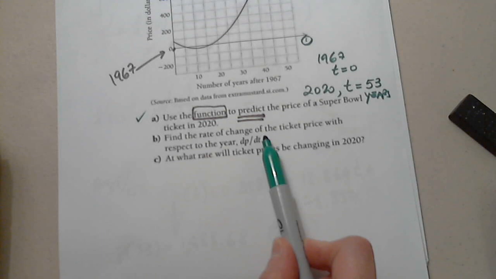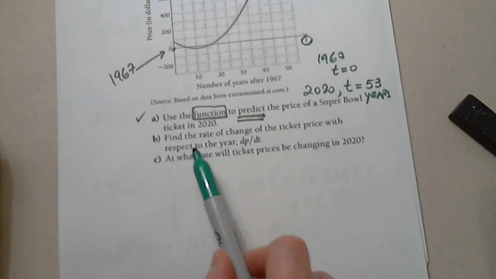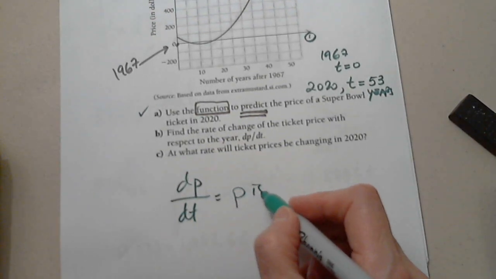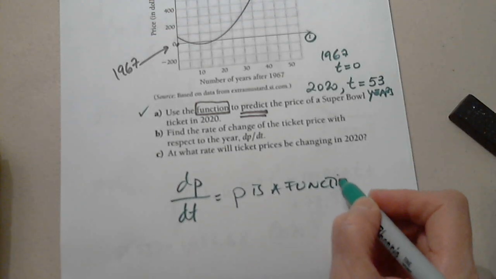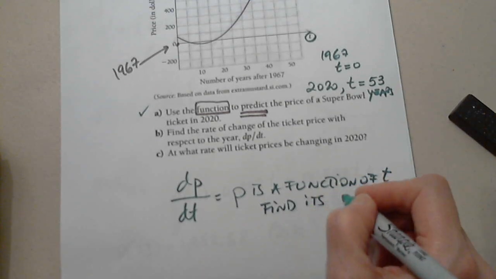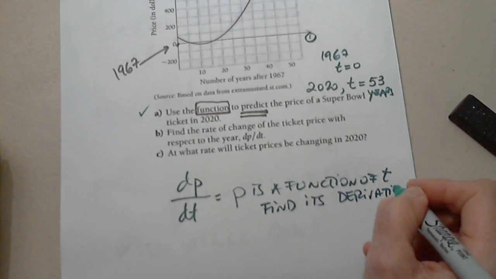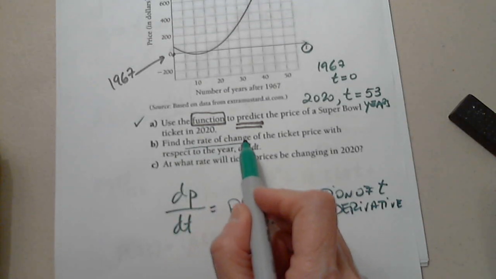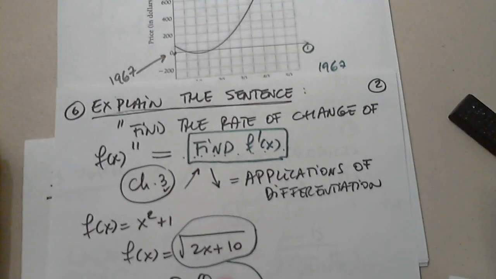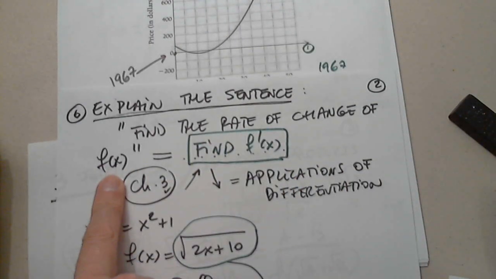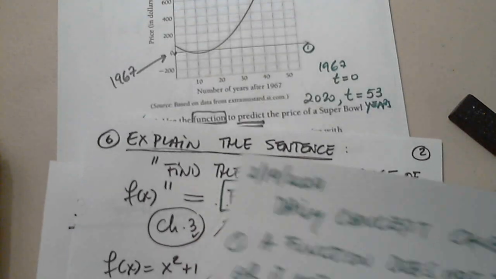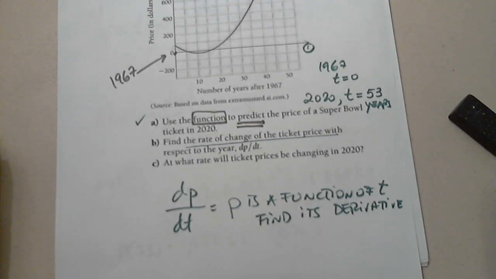Find the rate of change of the ticket price with respect to the year. In other words, dp over dt, means p is a function of t. Find its derivative. So this is a key sentence. That's why I started with this tonight. If I'm asked to find the rate of change of a function, I'm really asked to find f prime. Or if you want, dy over dx, same thing. Or y prime, all the same thing.